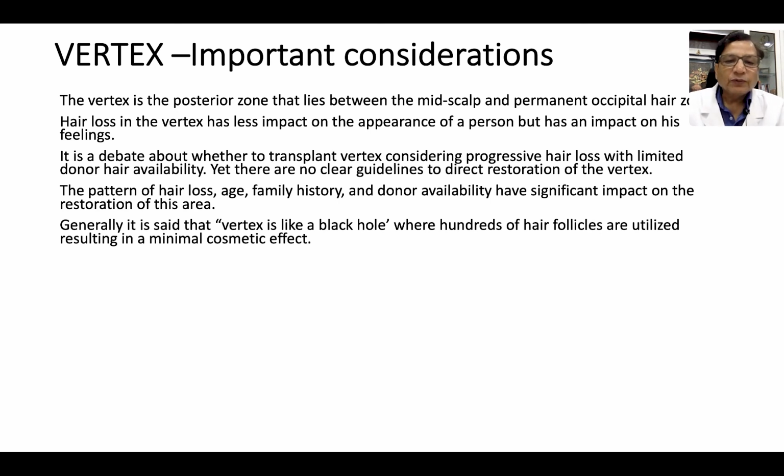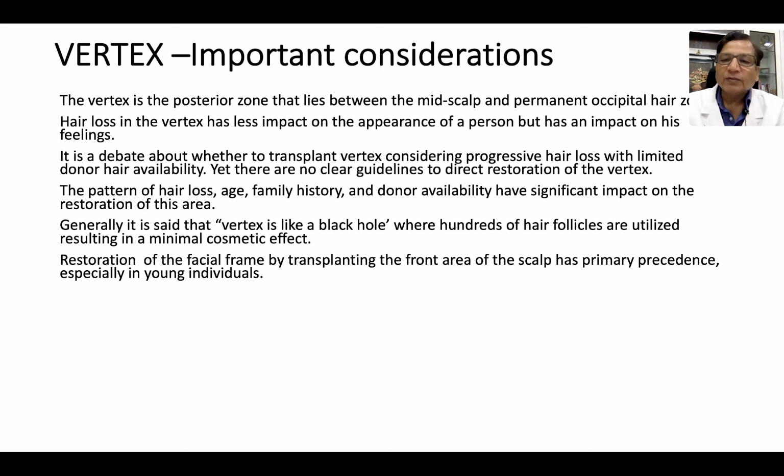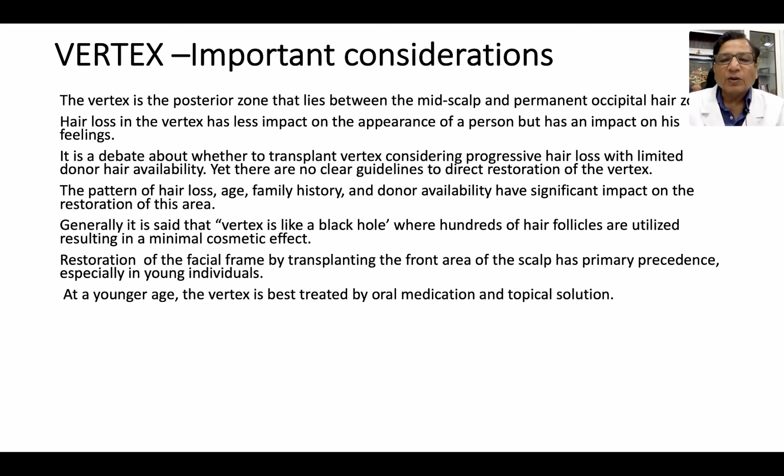The restoration of the facial frame by transplanting the front area of the scalp is the primary procedure, especially in the young individual. Yes, that's what I explained. At a younger age, the vertex is best treated by oral medication and the topical solution. So, in grade 2, 3, 4, even up to 5, it is better you treat them by medicine. And if the area becomes bald and the patient has donor area availability, then you can think of transplanting the vertex.